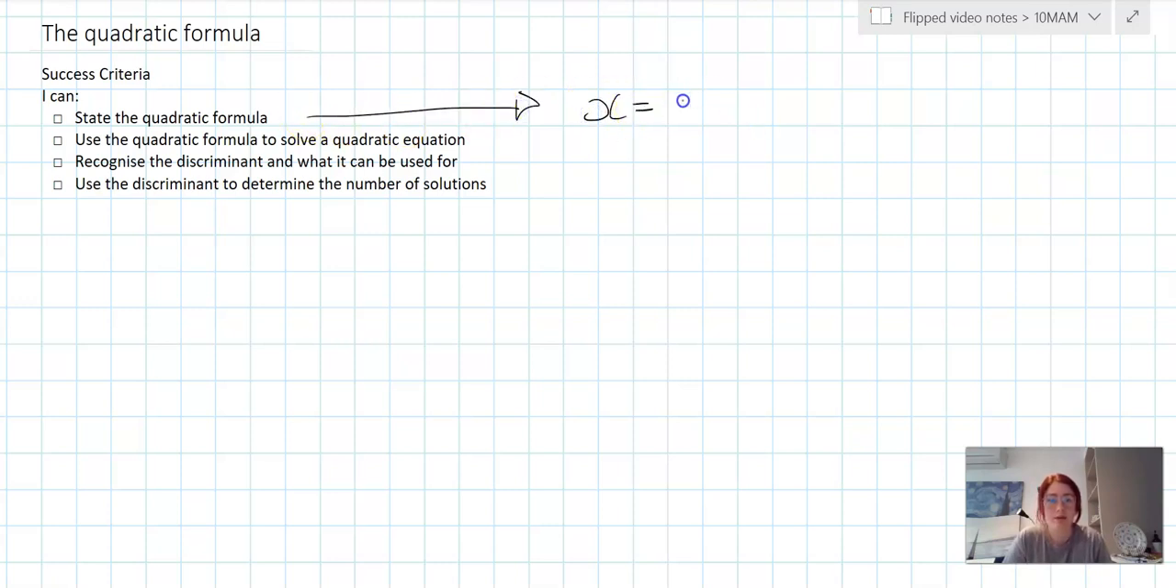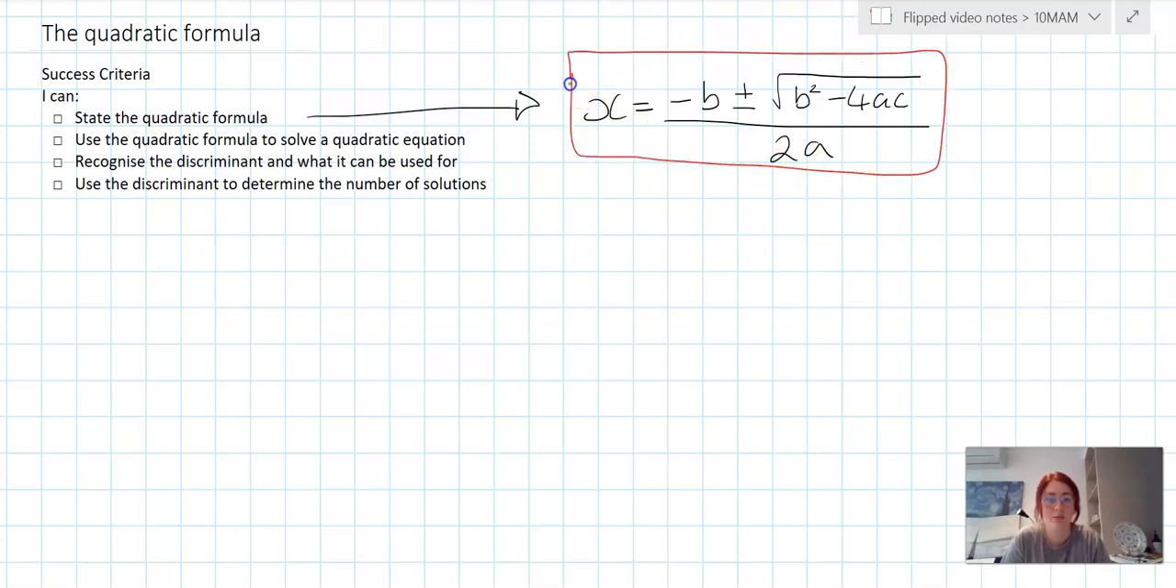x equals negative b plus or minus the square root of b squared minus 4ac, all divided by 2a. All right, this is an important formula, and you should definitely have it written down.